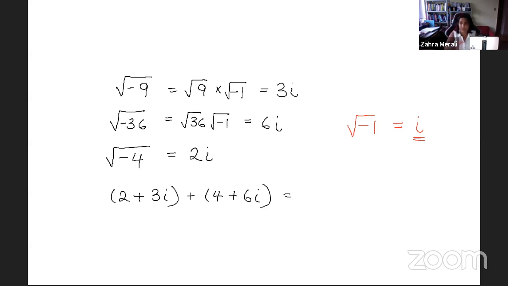Okay, so now let's say we had 2 plus 3i plus 4 plus 6i. What we can do is add the real bits together and the i's together. So 2 plus 4 gives us 6, and plus 9i.